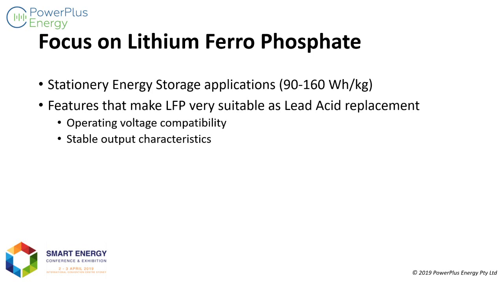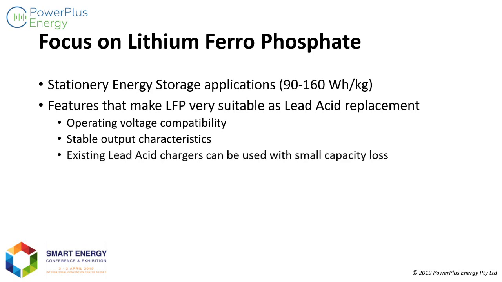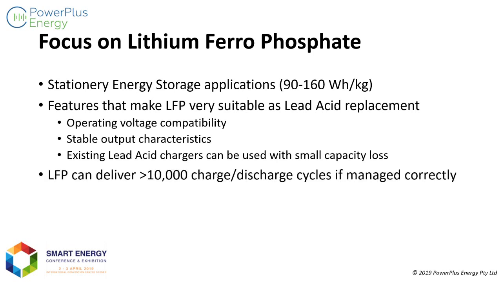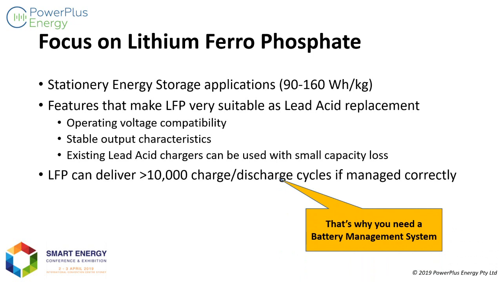They've got very stable output characteristics, and the existing lead acid chargers can be tweaked or taught to actually charge a lithium battery. You basically remove the absorption and the equalization stages from the lead acid charging algorithm, and then you'll be able to charge your lithium ferrophosphate batteries pretty much directly. And if they're managed well, these cells will deliver 10,000 or more charge-discharge cycles over the life of the battery. And that's why you need a battery management system to make sure that everything will work.